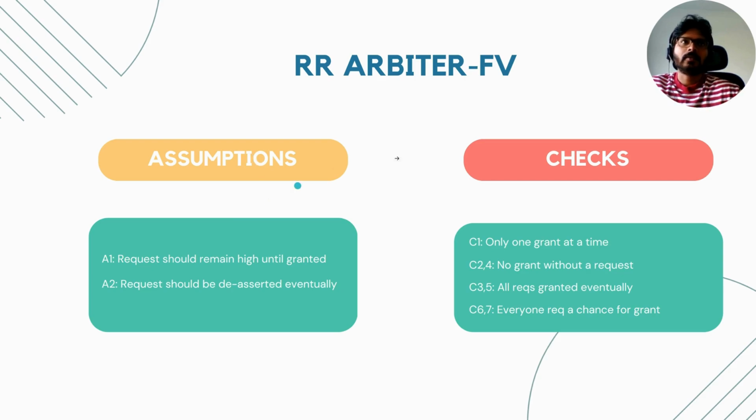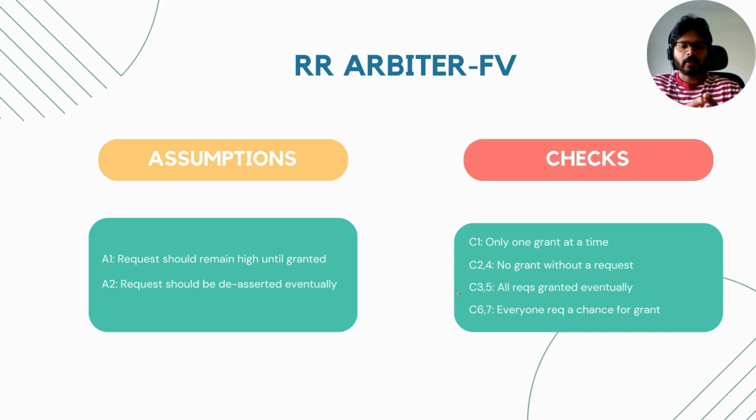So the sum total of all the assumptions and checks we are going to discuss is this. Request should remain high until granted. Every request should be deasserted eventually. These are the assumptions. And the checks: one grant at a time, no grant without a request, and all requests should be granted eventually. It's a liveness property.